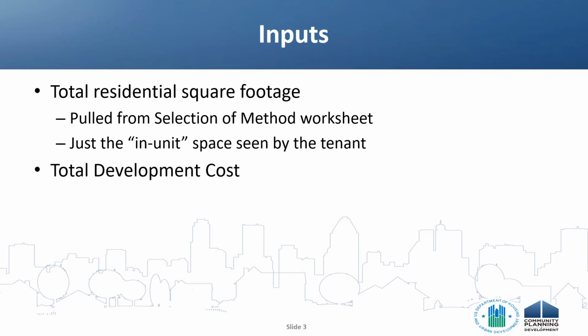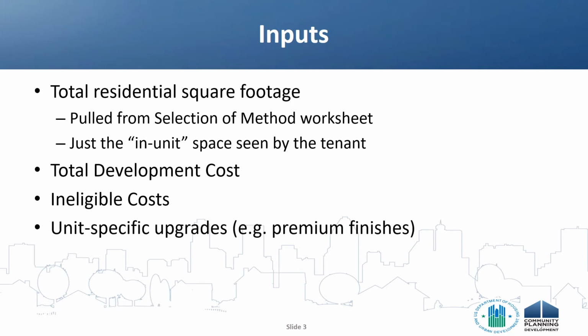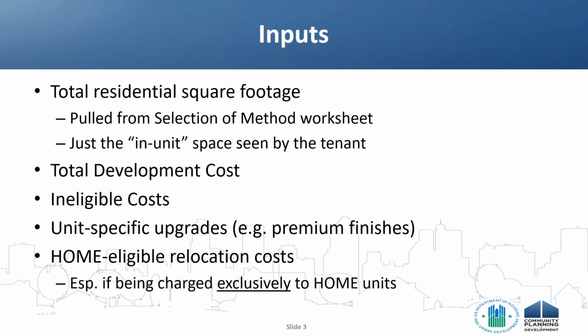We also need both the total development cost and the subtotal of costs that have been deemed ineligible for home funding. Remember, in most cases, you will be conservative in calculating this and may err on the side of treating some cost as ineligible. If some units have upgraded amenities and finishes, for example higher-end appliances, fireplaces, or premium kitchens, we need to know the cost of those upgrades compared to the standard finishes for other units. And finally, if there are costs associated with providing relocation benefits required by the Uniform Relocation Act, then we want to have those in their own line item.